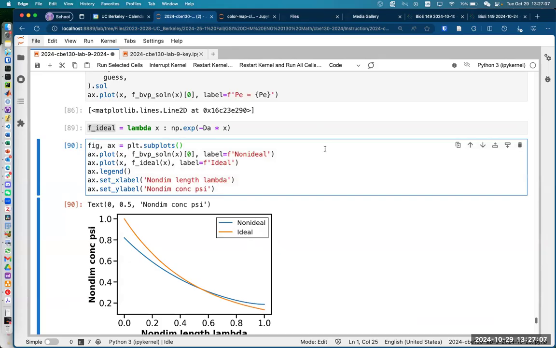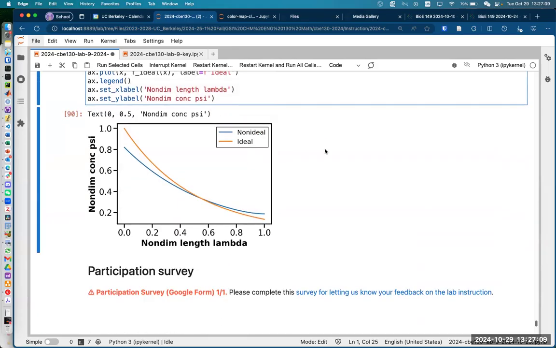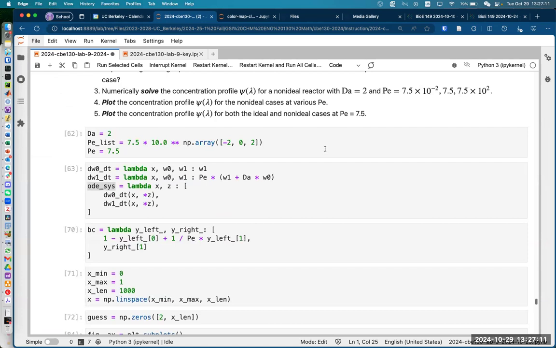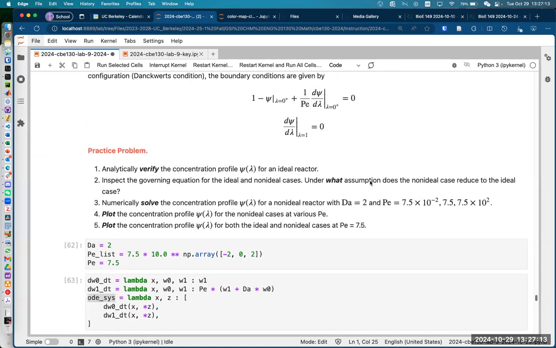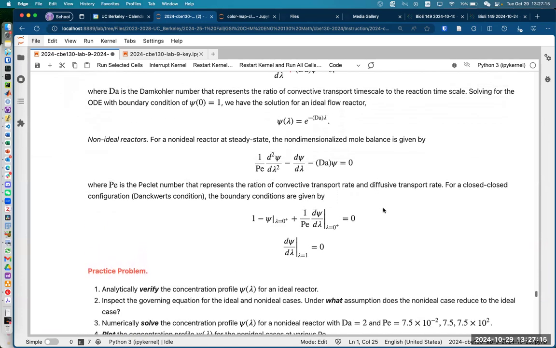Any questions? Okay, if you have a question, we can stick around and answer the questions. And this is all the content for this lab. I'll see you on Wednesday, tomorrow.